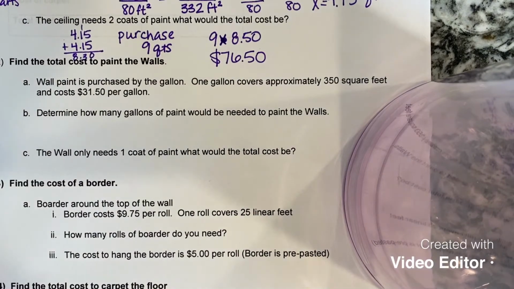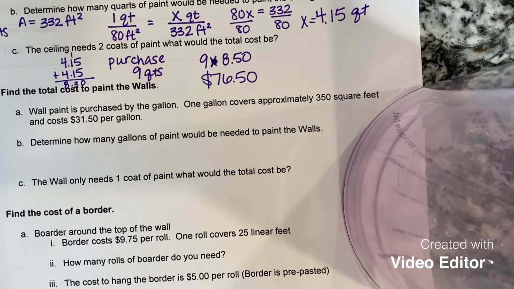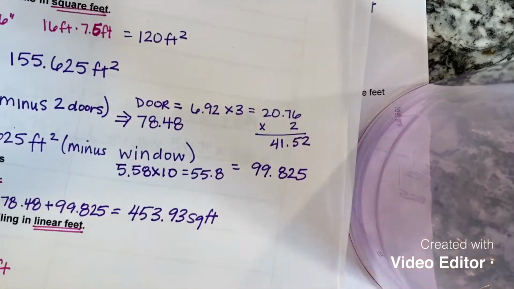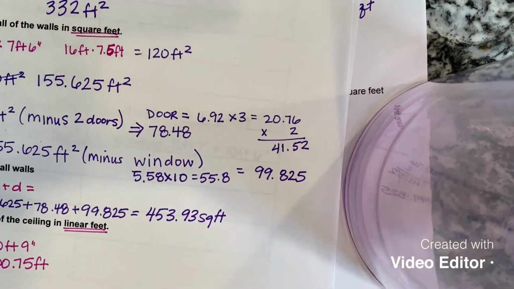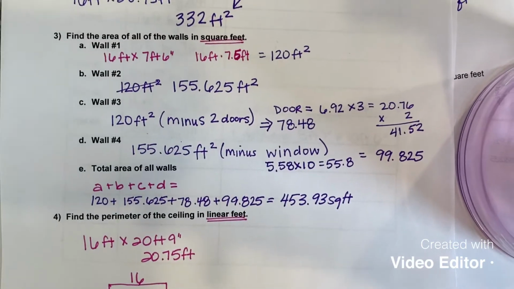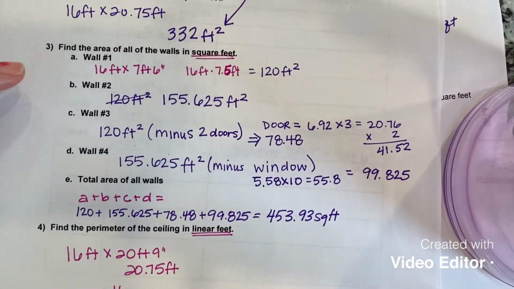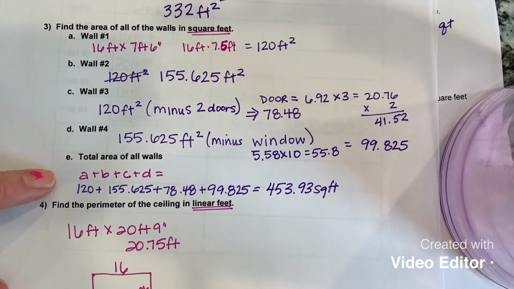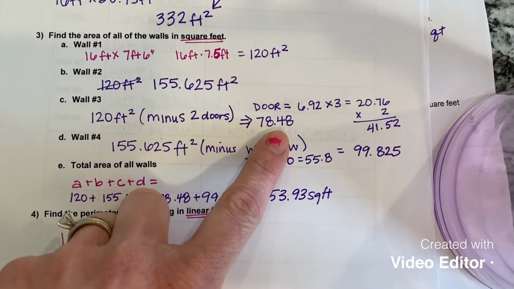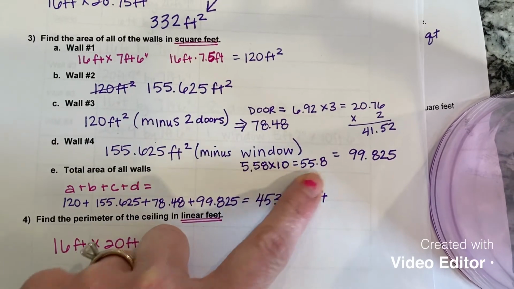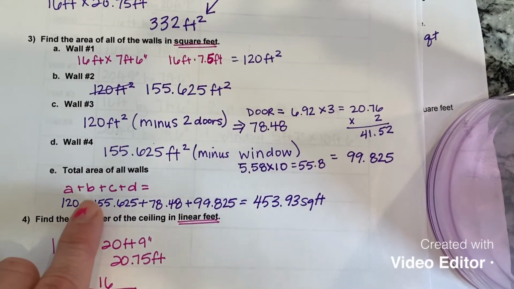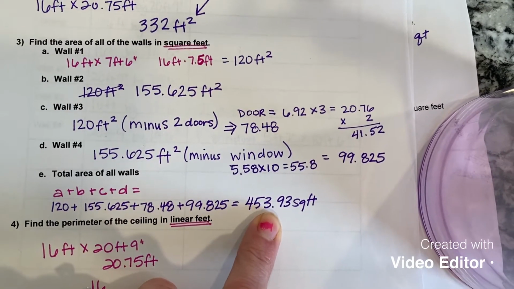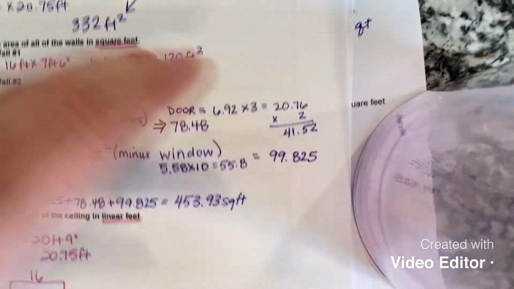Okay, number 2 says find the total cost to paint the walls. Now back on assignment number 8, I'm gonna move that over here. On assignment number 8, on question 3, you found the area of all of your walls in square feet, and then you found the total area of your walls. Now notice, I subtracted out my doors, and I subtracted out my giant window. So I added those 4 together, and that is my total square footage right there for walls.